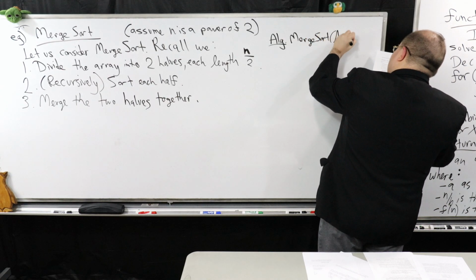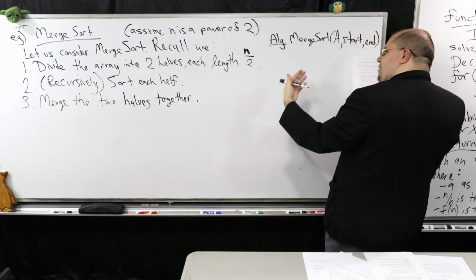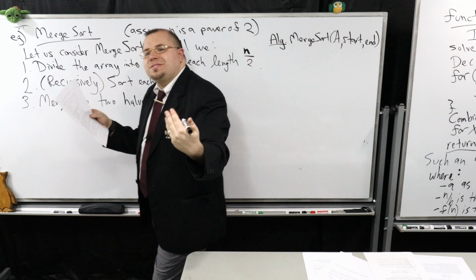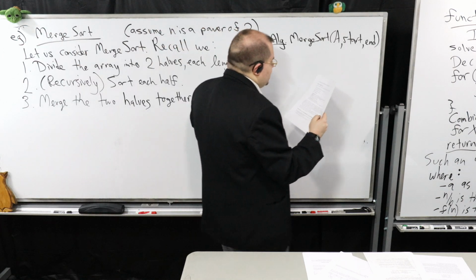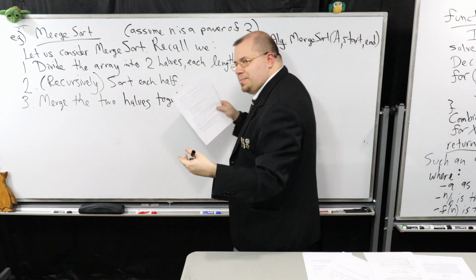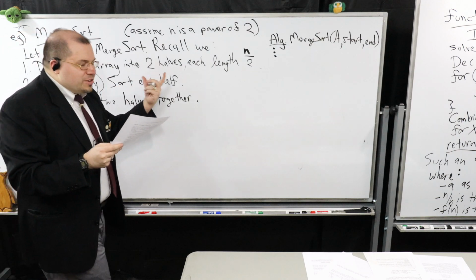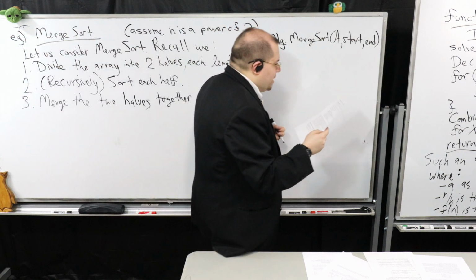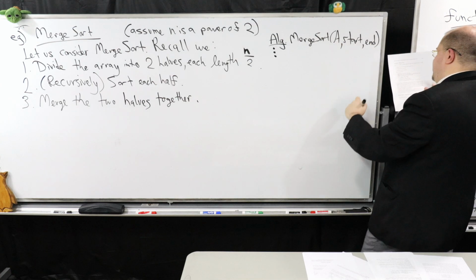I have A, start, and end. I'm not going to give the driver function or driver method that calls this initially, just for the sake of time. So input, output, we know that we're trying to solve the sorting problem. In particular, we're going to be sorting an interval of the array, or subarray, from start to end. That's what we're doing here.